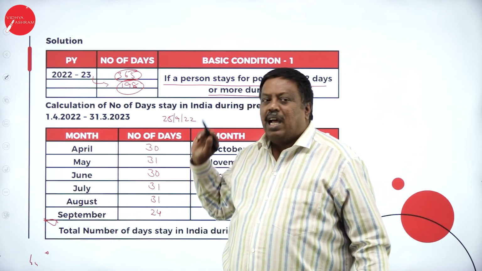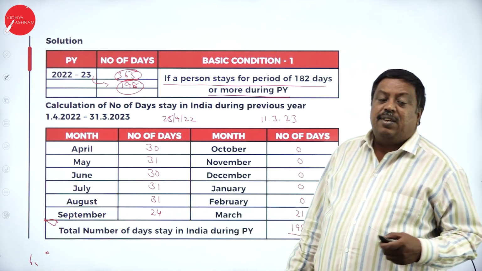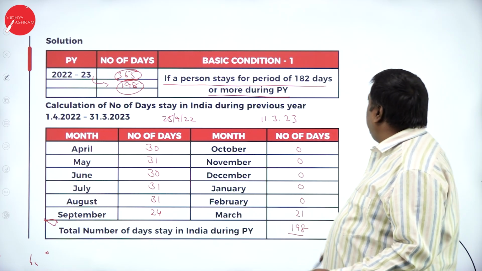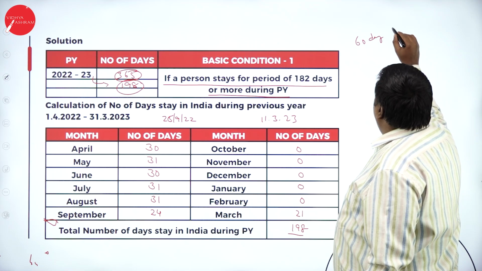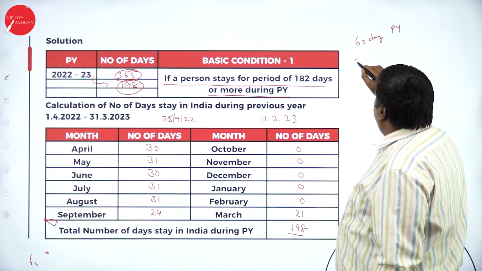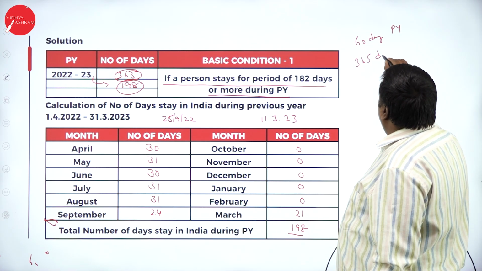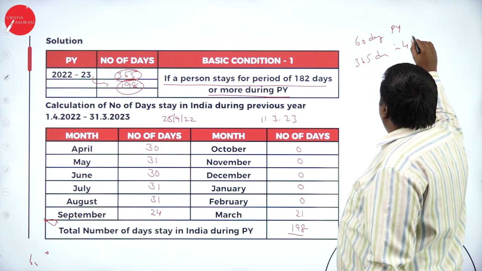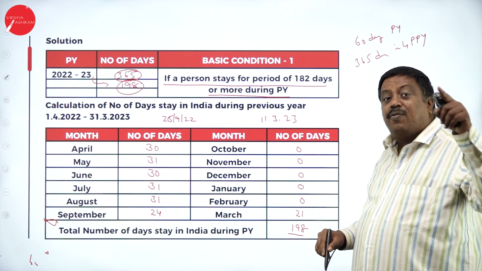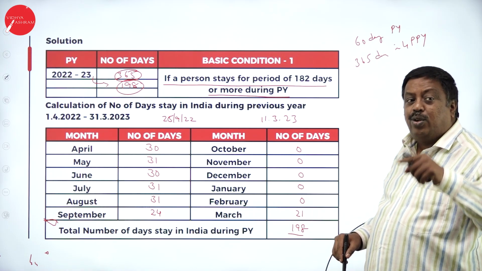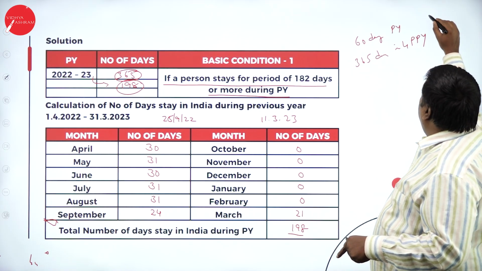So, it is above that one. And 365 days in 4 preceding previous years. 60 days during previous year, 365 days in 4 preceding previous years. So now, I left India for the first time in 2022-23, right?